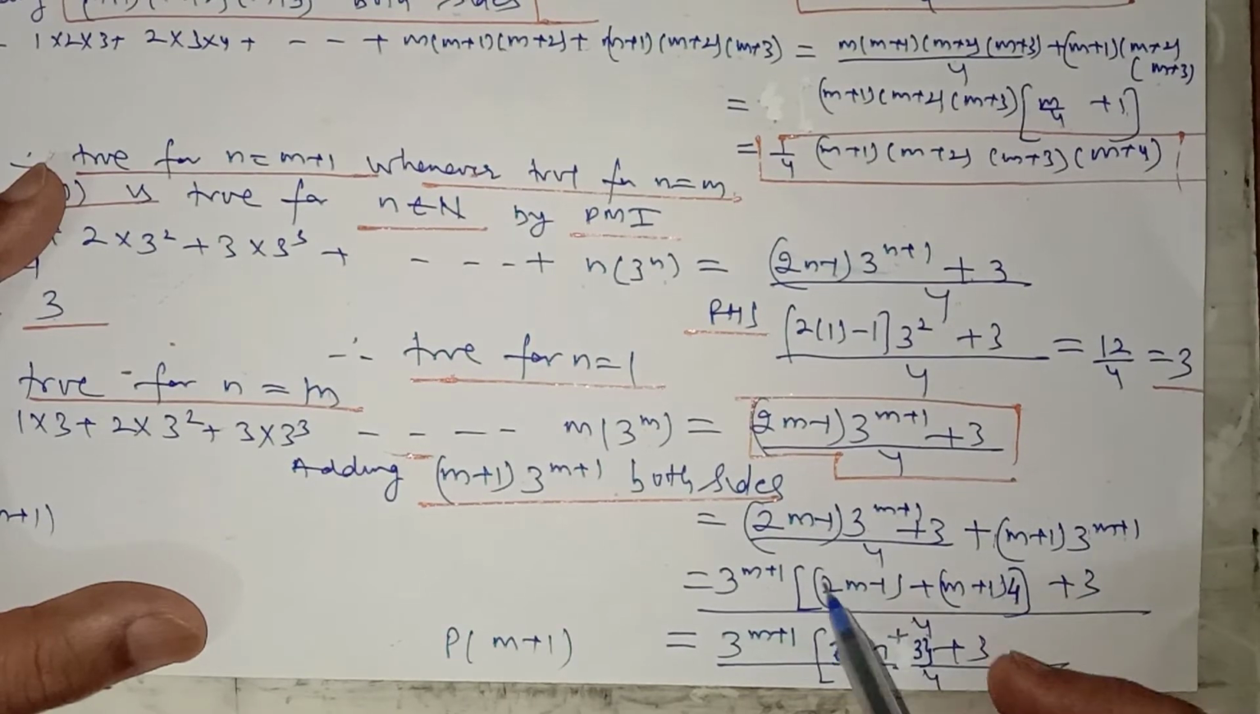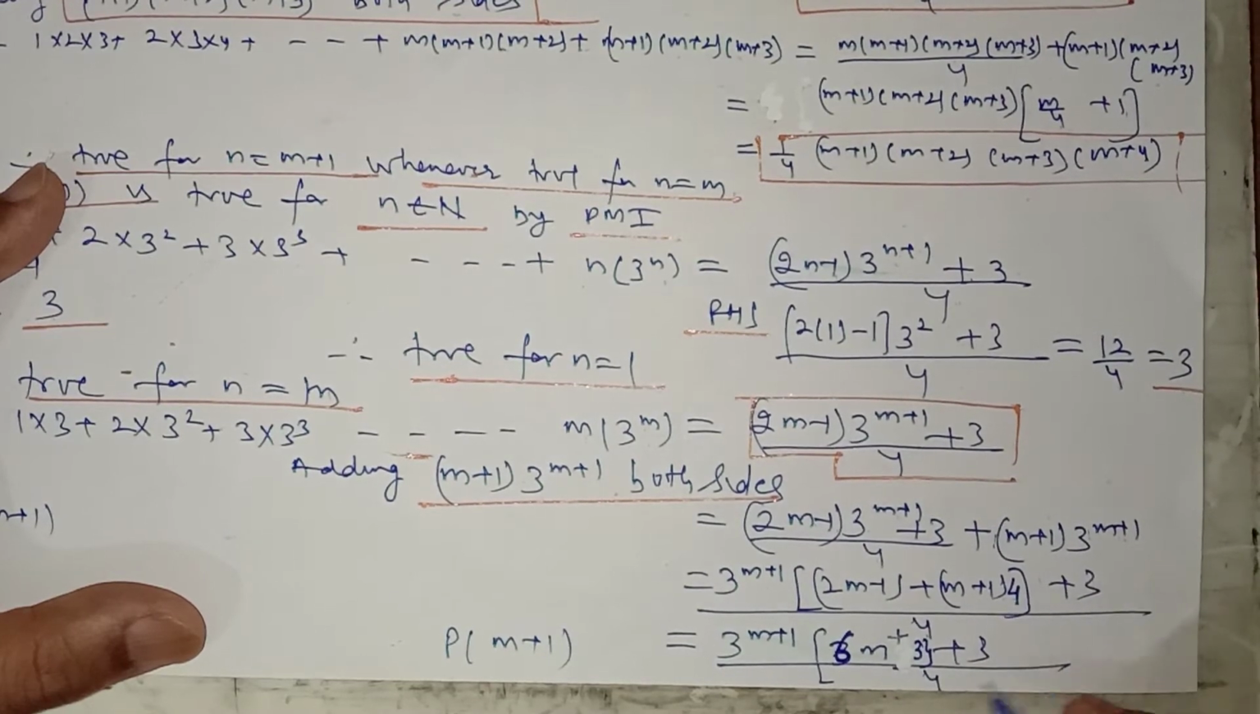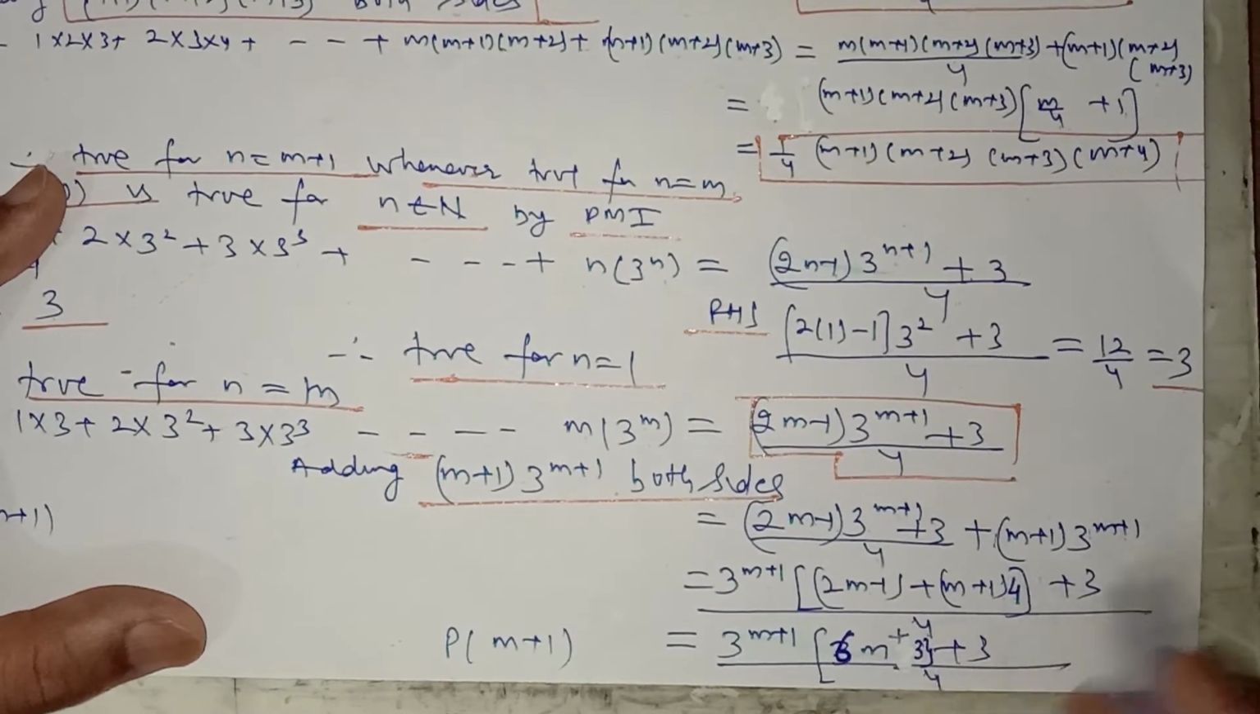Now simplify these two terms in the bracket, which is equal to 6m plus 3. 6m plus 3, and plus 3 upon 4. Now you can take 3 common in these two terms.